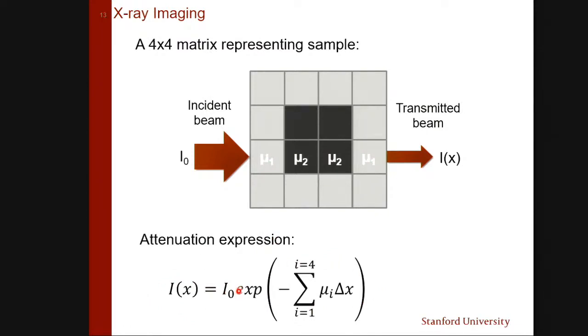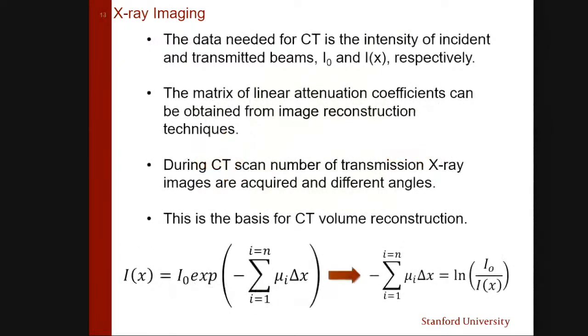So we know that Ix is dependent on I0, but it's also dependent on this distance and on the linear attenuation coefficient. If we can solve this equation backwards, so that we can find delta x and mu, we can then represent our object in 3D. So equation-wise, you can solve this pretty well.